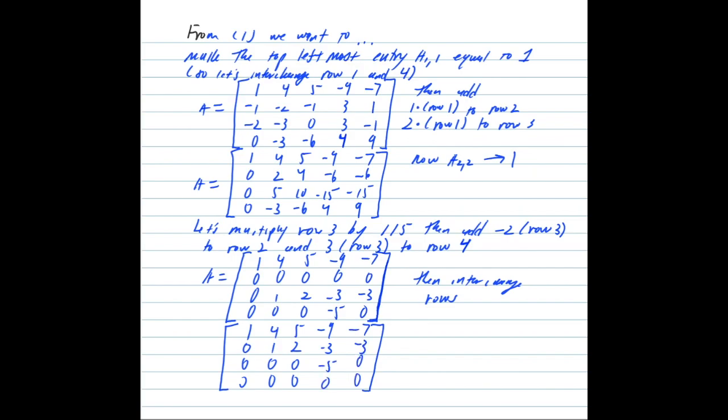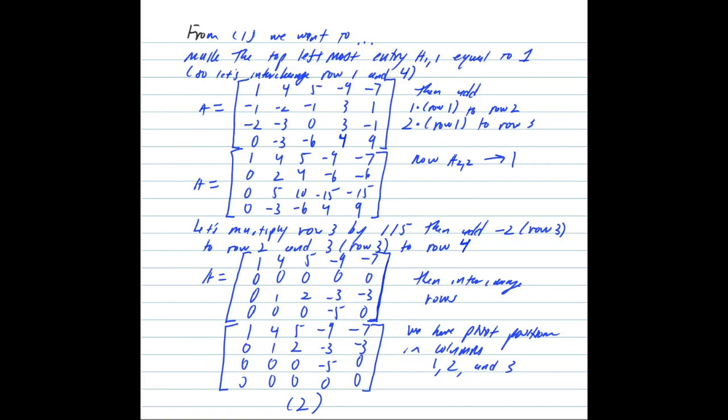And now our objective is to make the entry in row 2, column 2 equal to 1. So now we're going to scale row 3 by 1/5, and then we're going to add -2 times row 3 to row 2, and 3 times row 3 to row 4. And then we're going to end up with, in the first row, 1, 4, 5, -9, and -7. And then the second row is all zeros. Third row is 0, 1, 2, -3, -3. Fourth row is 0, 0, 0, -5, 0.